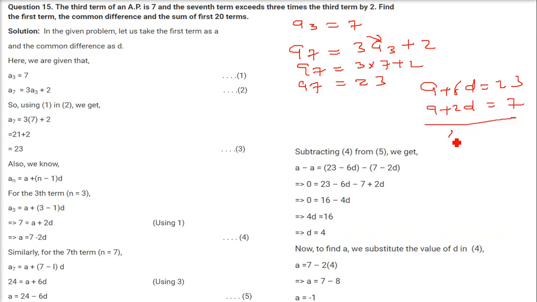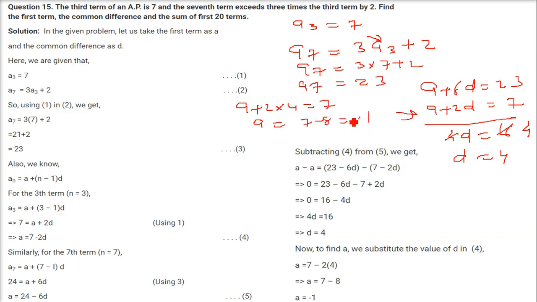Subtract this: 6D minus 2D is 4D, and 23 minus 7 is 16. So 4D is 16, so D is 4. Now put it in any of these equations, say I'm putting it here. A plus 2D: A plus 2 into 4 is 7. A will be equal to 7 minus 8. So A is minus 1, and your D is also known.